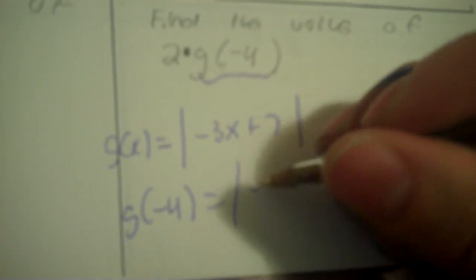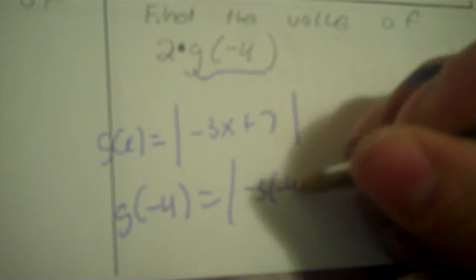Okay, find the value of 2 times g of -4. Now, just do the g of -4 first. Okay, let's just figure that out, and then we'll worry about the times 2. Just don't forget about it. Okay, so the g of x. Now substitute -4 in for your x. Forget about the 2 for the moment. So -3 times -4 plus 7.